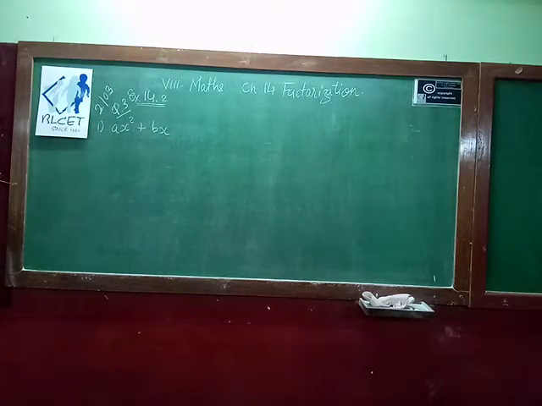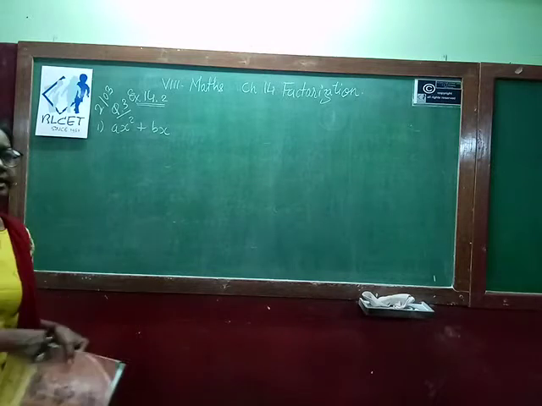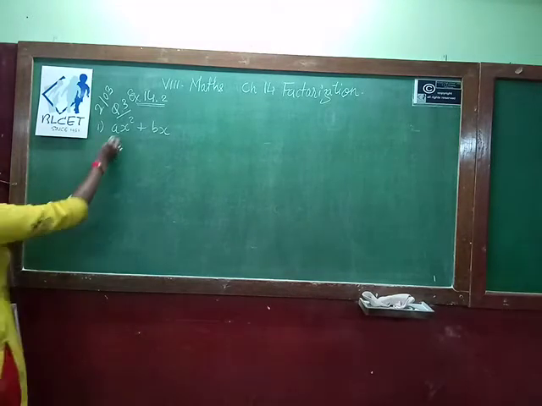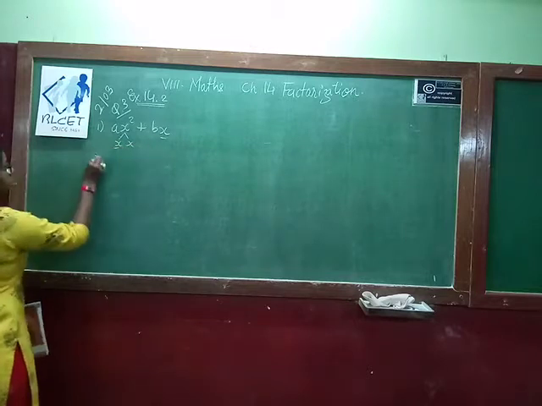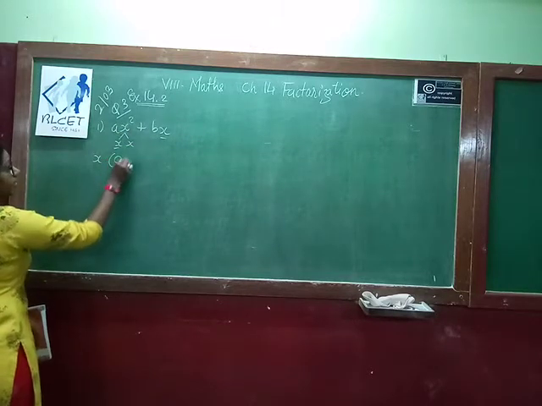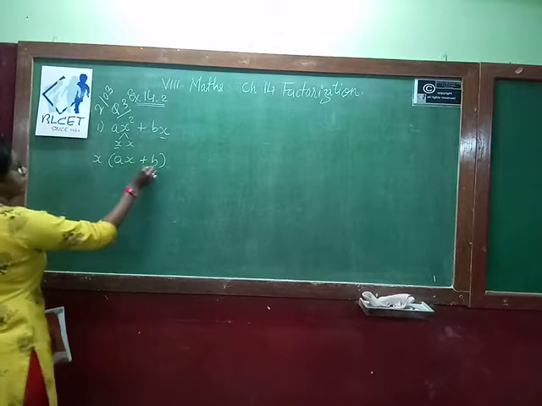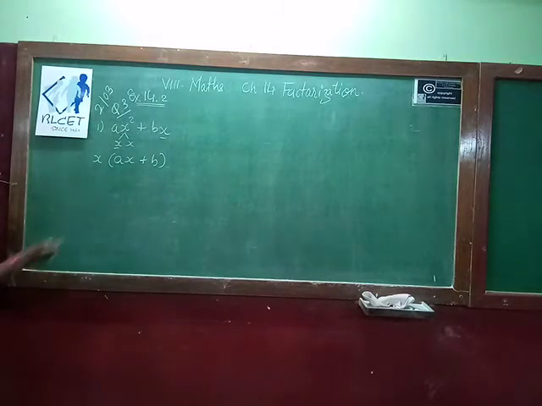Now see question number 3. First question, ax square plus bx. We have to factorize the following expression. So what is common here? 1x is common, and what is left? Ax plus b. So this is the factors of the first question.